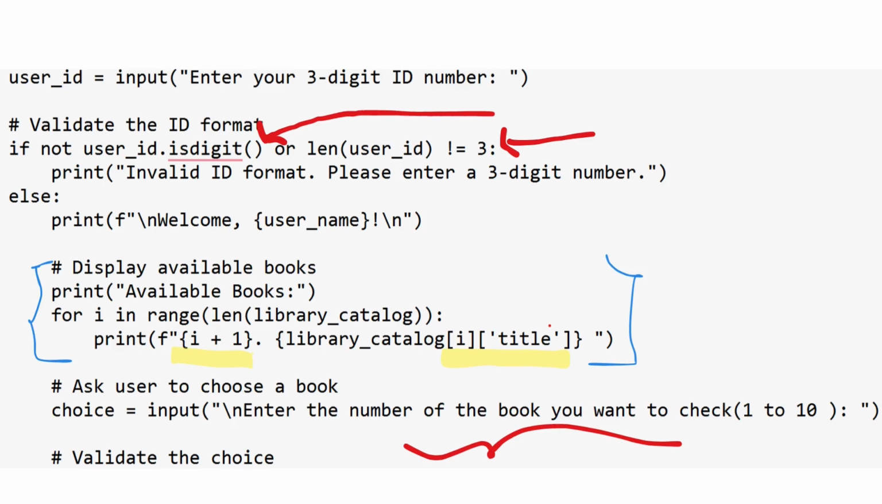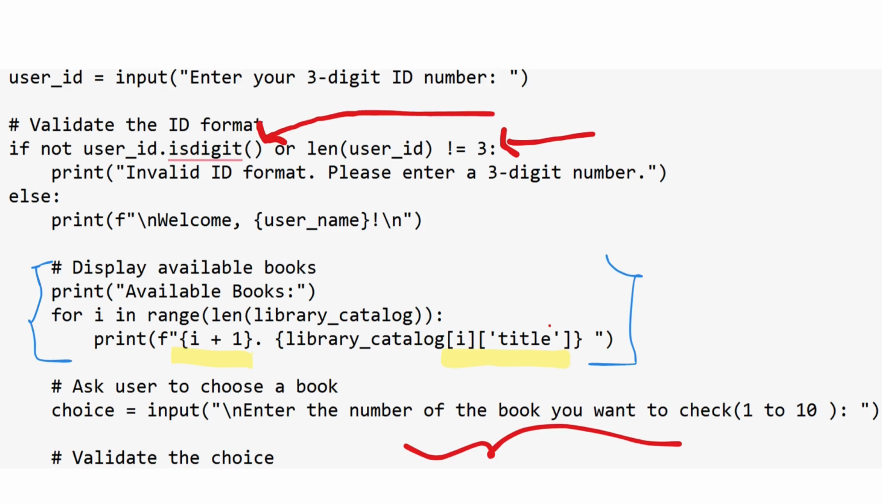For that we have used: if not user ID is digit or length of user ID not equal to 3. In this, the condition checks that the user ID is not a digit. isdigit is a method of a string object. It tests whether all the characters are numeric digits. Only then will it return true, otherwise it returns false. So if someone enters f33 or something like that, it is definitely going to be false.